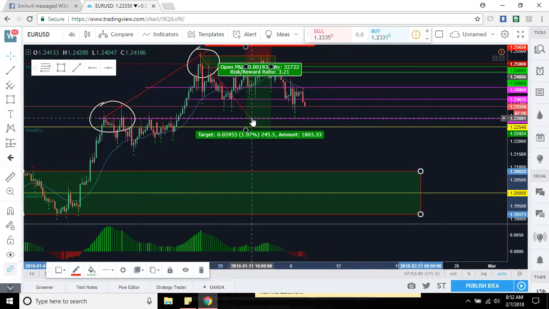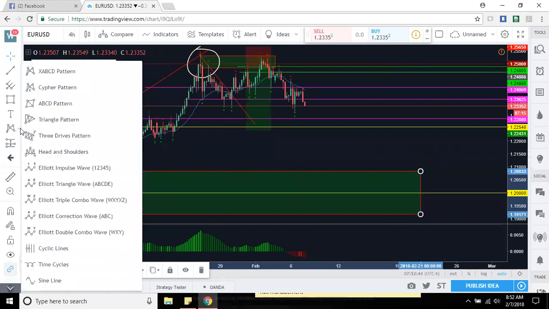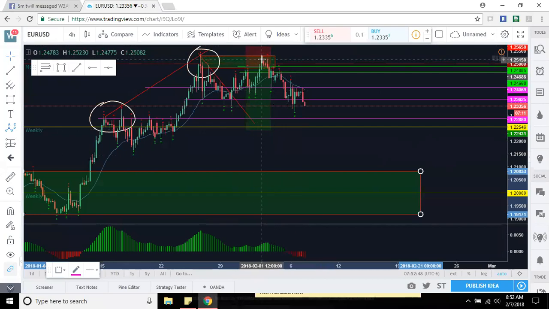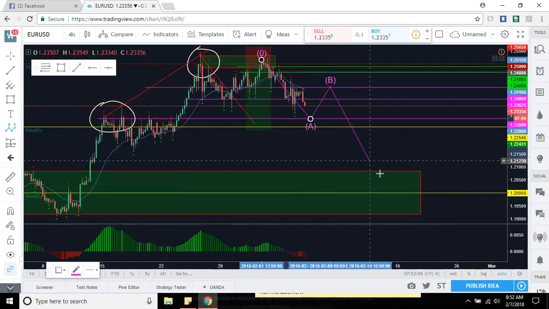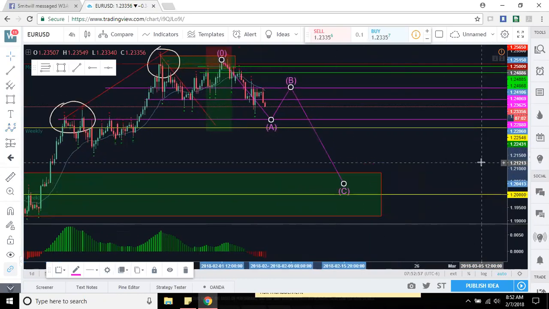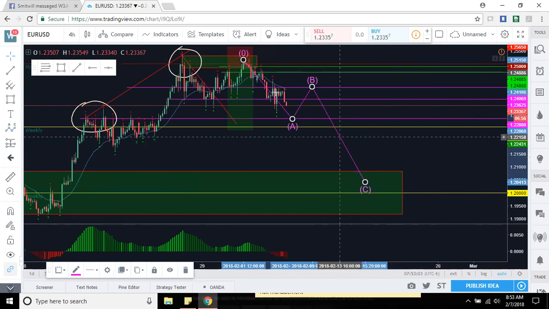All right. So let me draw this out of what I expect to happen. Now, I'm not going to say it's going to play out exactly like this again. So we should see something like that play out. All right. Now, of course, how big or how deep C is depends on if price can break through this area right here.